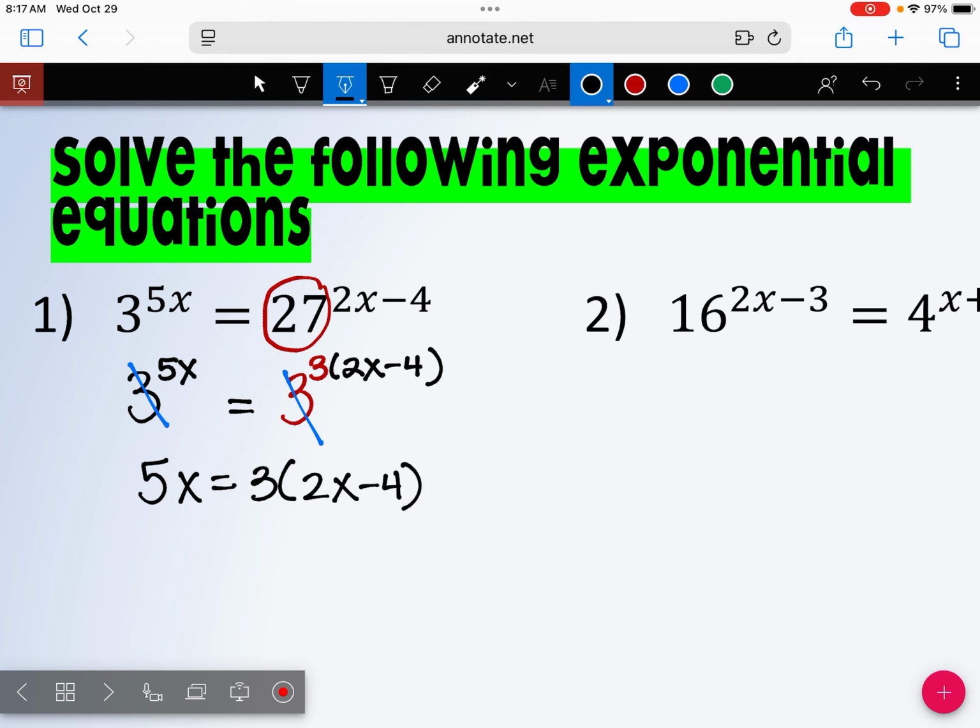Go ahead and solve it. Distribute, combine like terms, do your thing. Make sure you put it in parentheses because that's another big mistake, that they don't put the 2x minus 4 in parentheses, so they don't multiply by the 4. You have to distribute this 3 fully.